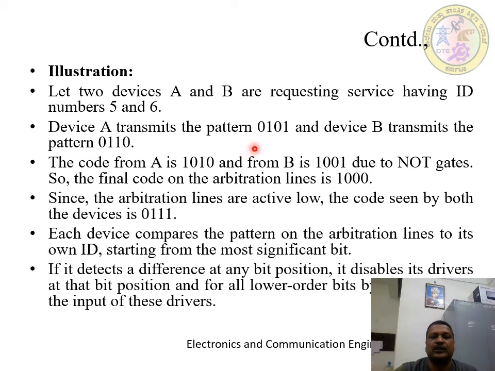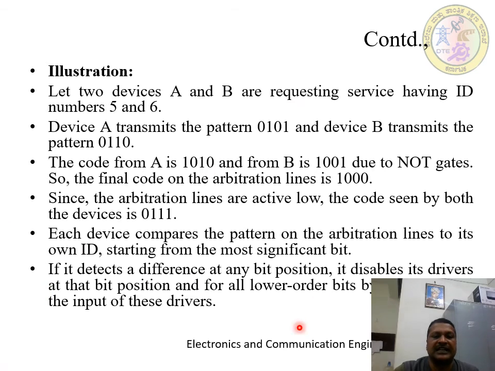The code from A is 1010 and from B is 1001 due to NOT gates. So the final code on the arbitration line is 1000. Since the arbitration lines are active low, the code seen by both the devices is 0111. So this was the scheme for 5 and 6.